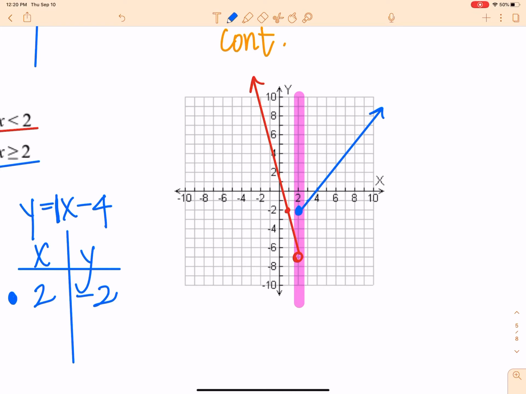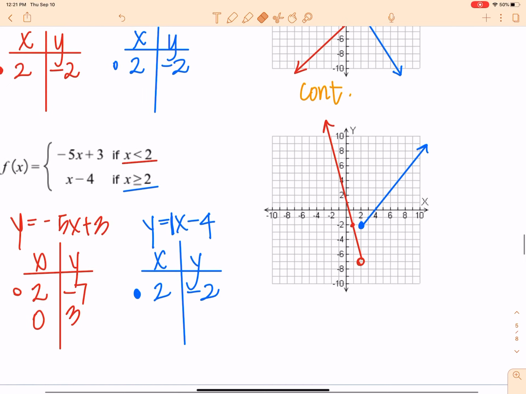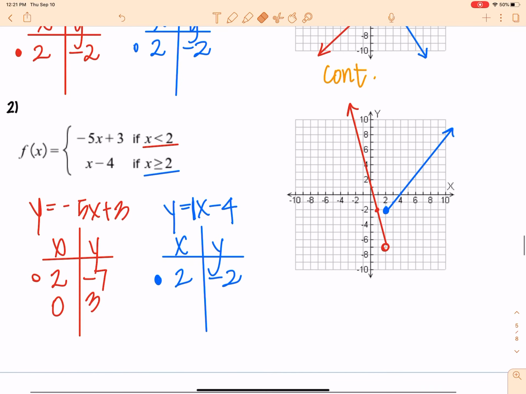Notice the red one only stays on the left-hand side and the blue one only stays on the right-hand side. And then we check our boundary line. It has both a closed and an open circle on it. So it looks like we're good to go. And so you erase it and you're done. And then you just have the answer.